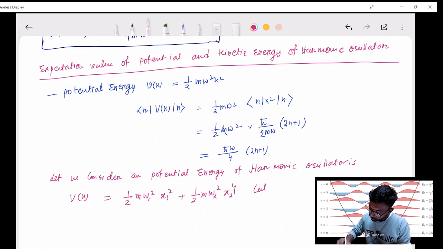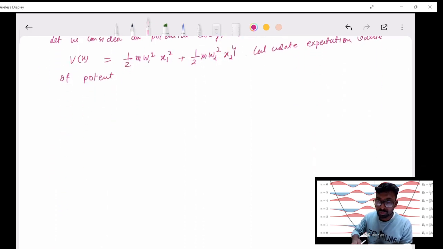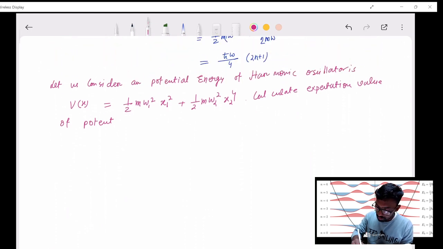Calculate the expectation value of potential energy. How can I calculate? This is a very easy approach, right? For the nth state.